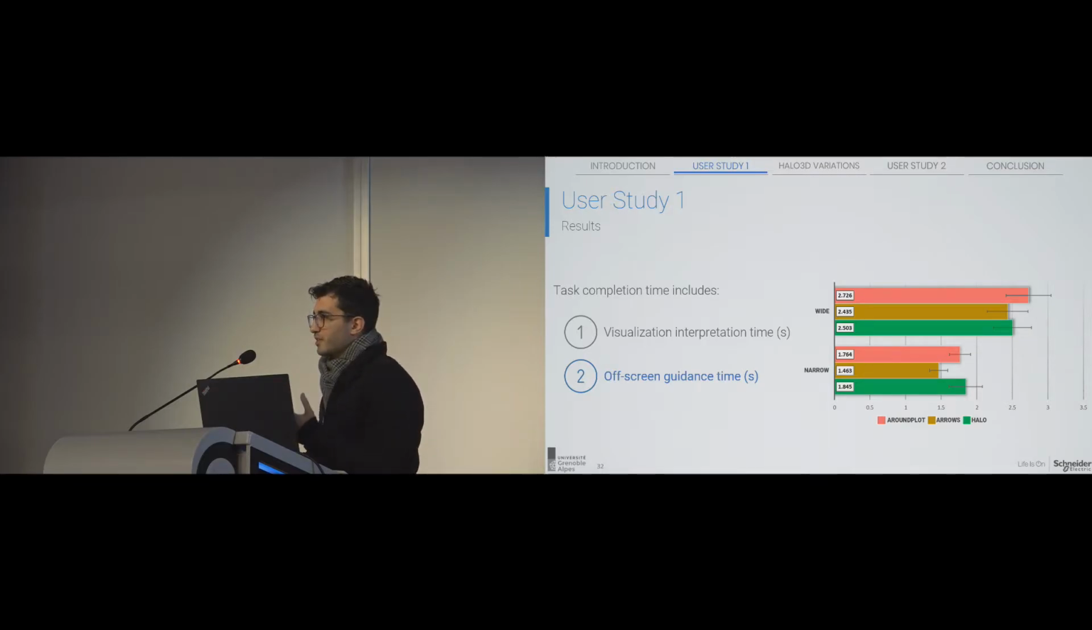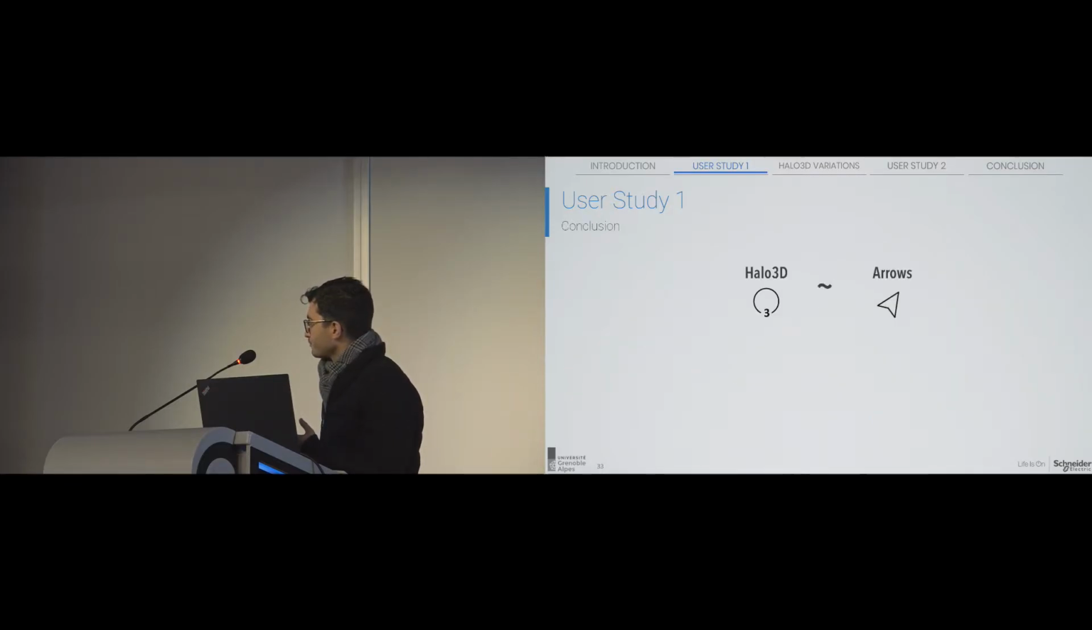What can we conclude from this first user study? First, Halo 3D has similar time performance as the arrows, while being less intrusive on screen. And secondly, the arrows and the Halo 3D are faster than the AroundPlot.